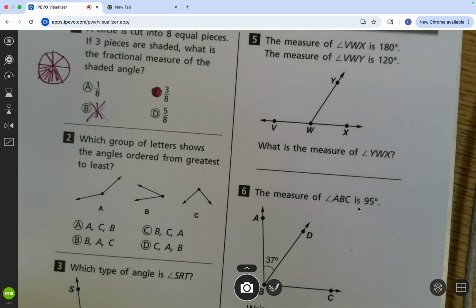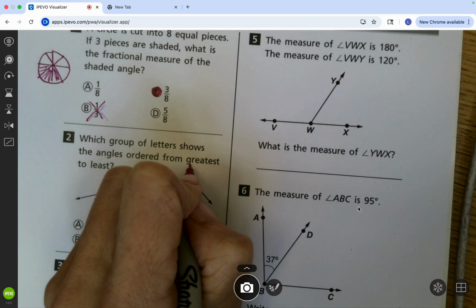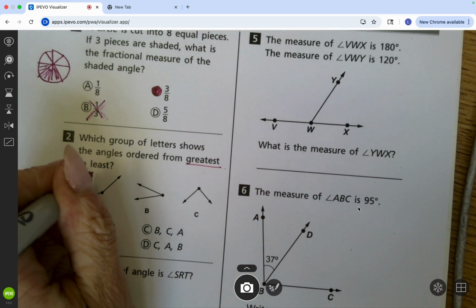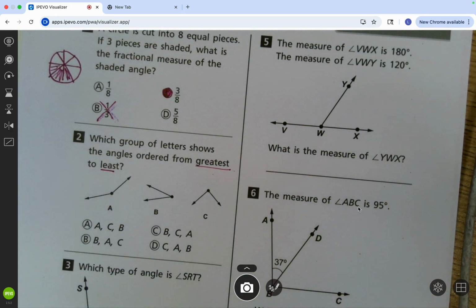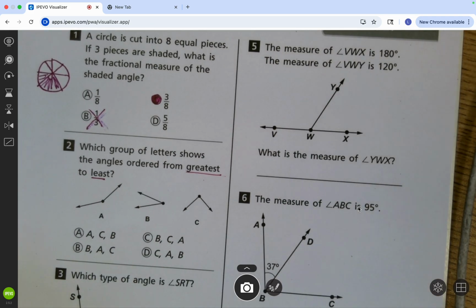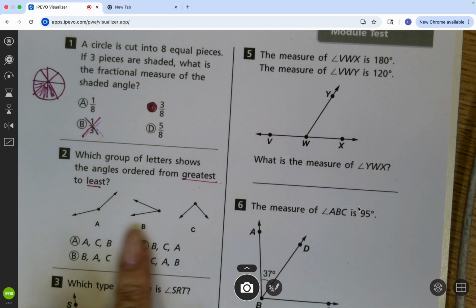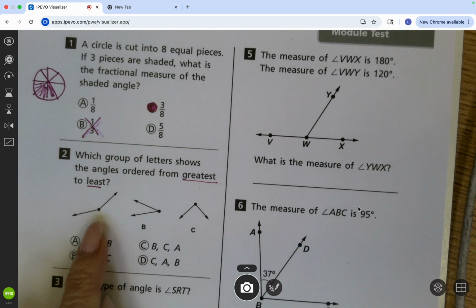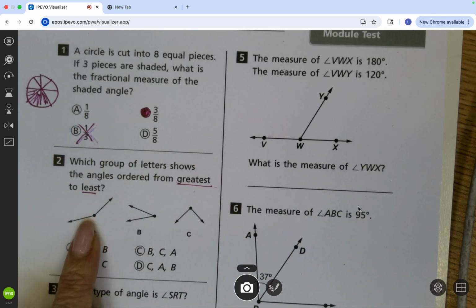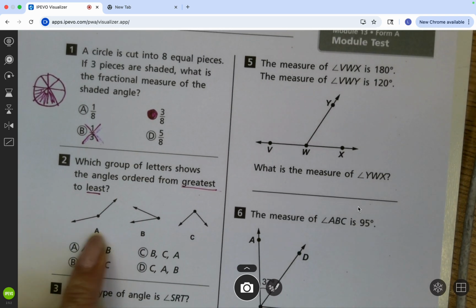Number 2, which group of letters shows the angles ordered from greatest to least? So again, greatest is the largest, the biggest angle. Least will be the smallest. So as we look, I can automatically and quickly see an obtuse angle, the largest angle of them all here, a very obtuse angle. And that is angle A. So that is the greatest angle. And that's very easy to see, right?